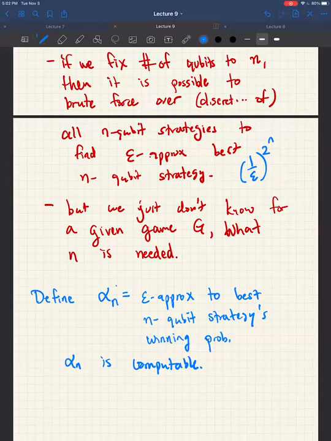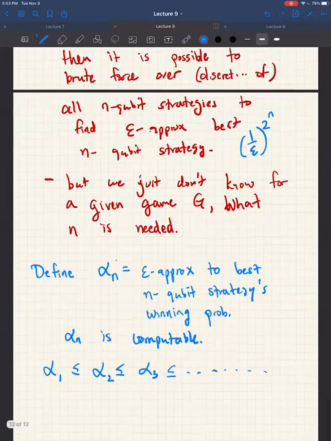And the other thing about these alpha n's is that they form a non-decreasing sequence. So if you have 1 qubit, you can't do better than 2 qubits, and you can't do better than 3 qubits, and so on. So this is going to form a non-decreasing sequence.